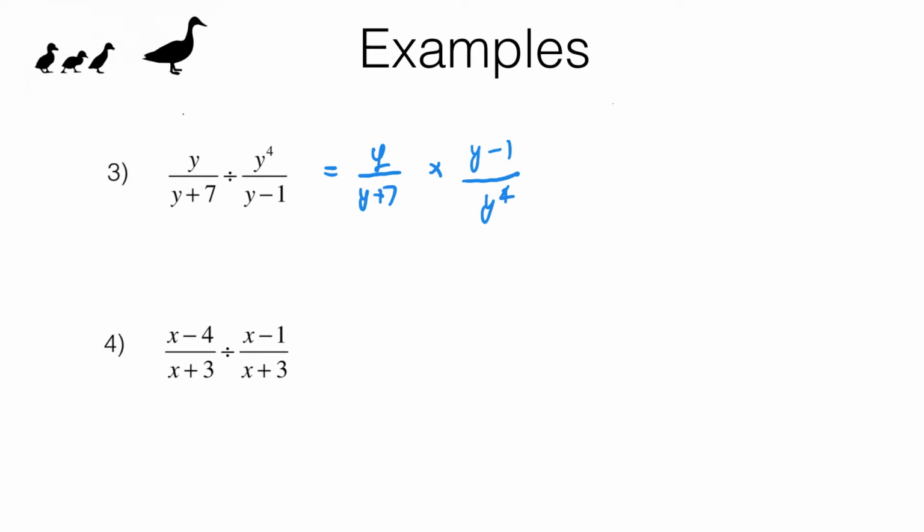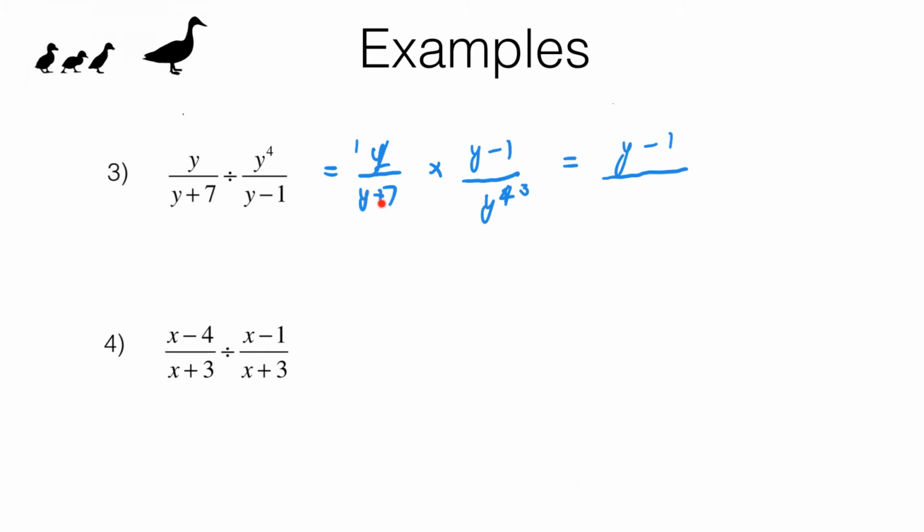I can then try and simplify this fraction further before I multiply it out. I can divide this numerator by y to give me 1, and this denominator by y to give me y to the power 3. So I can then multiply this one out. So I've got 1 times y minus 1, which is just y minus 1, all divided by, this time I'm multiplying y plus 7 by y to the power 3.